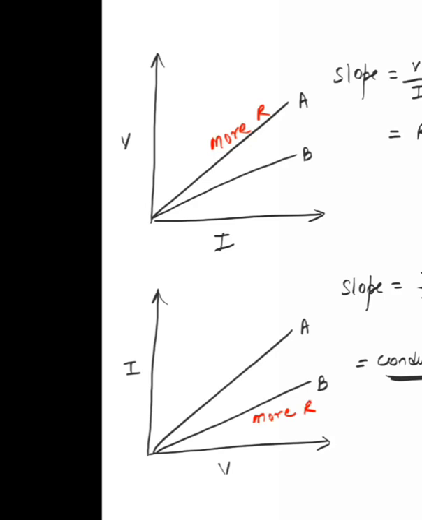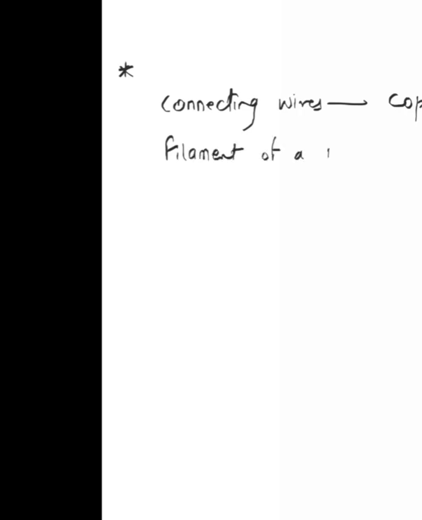Okay, guys, there are some other applications. Also, you need to know which material is used where. For example, if they say connecting wires, remember what material we use for connecting wires? Copper. Then for the filament of a bulb? Tungsten. That's correct. Then, guys, the next one is the heating filament.